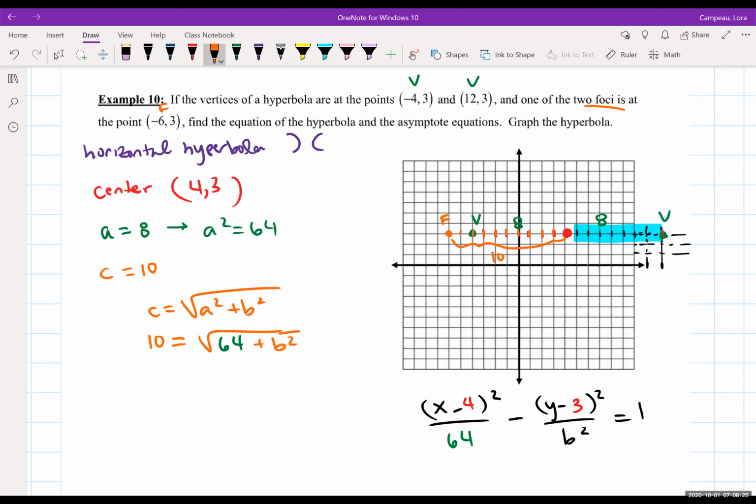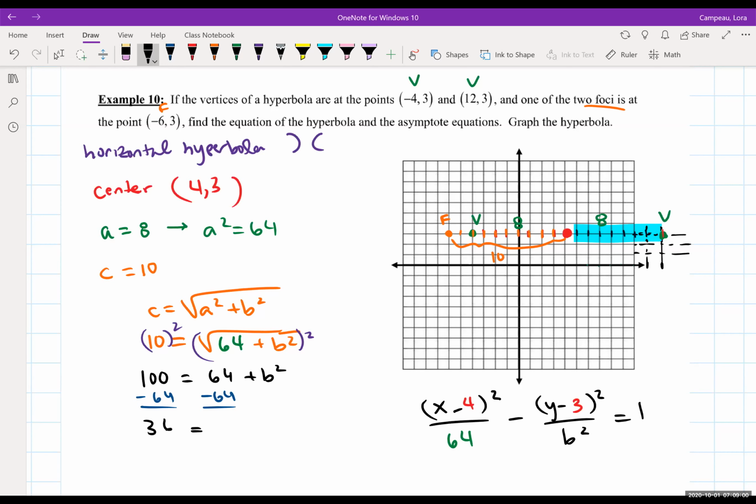To undo the square root, we're going to square both sides. That's going to leave us with 100, that's 10 squared. The radical will disappear, 64 plus B squared. Now, if we subtract 64 from each side, 100 minus 64, we actually end up getting, what is that, 36? Lucky. That makes me happy.